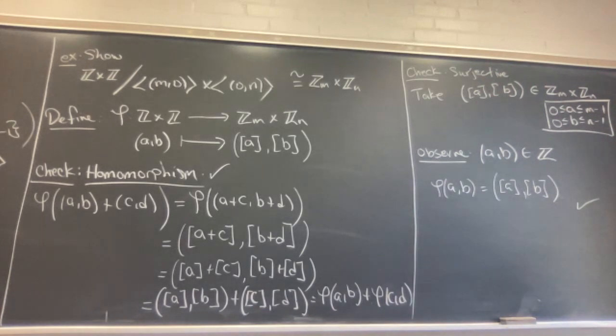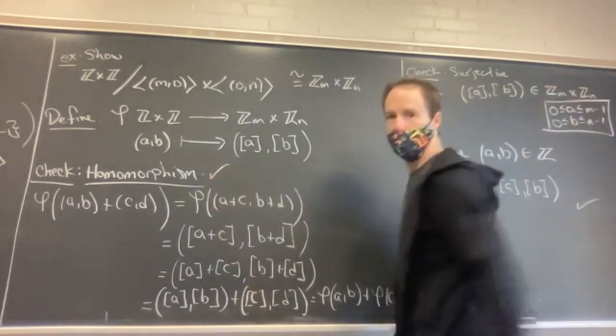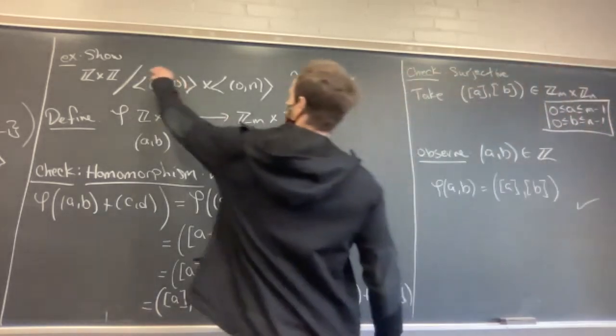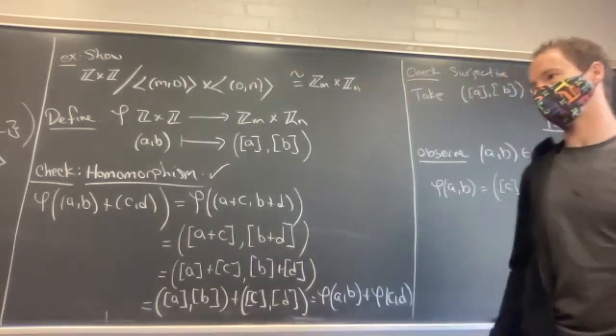Okay, so we've got a map. The map is a homomorphism. It's surjective. Now we just have to find the kernel. Hopefully the kernel is this thing right here. So let's do that.